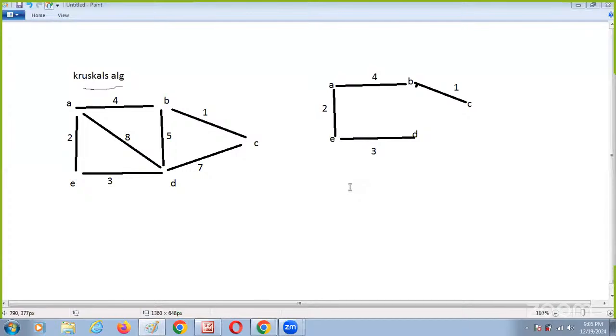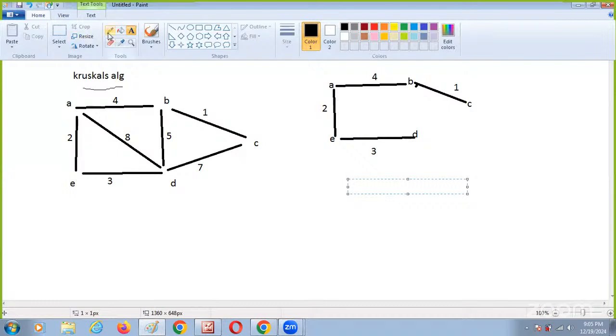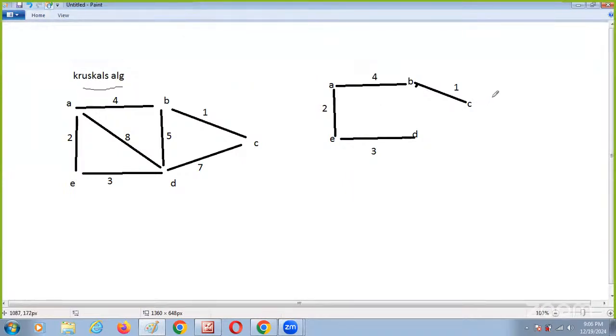And check the total number of edges in this spanning tree. Total number of edges should be number of vertices minus 1. Total number of vertices here is 5, minus 1, so 4 edges. It is satisfying. It is not forming a cycle, and it is a tree also, so at least 2 vertices will have degree 1. So all conditions are satisfied.